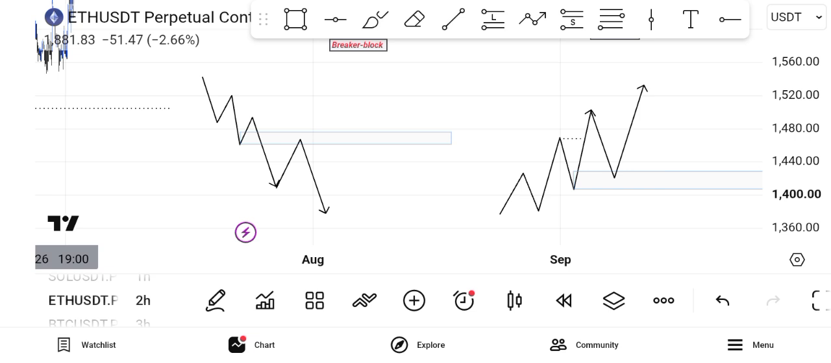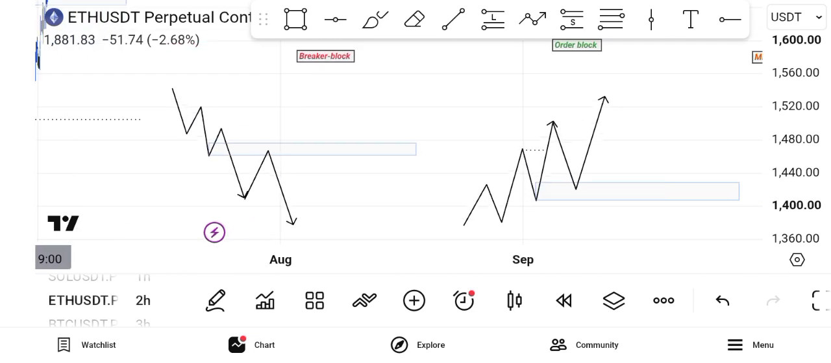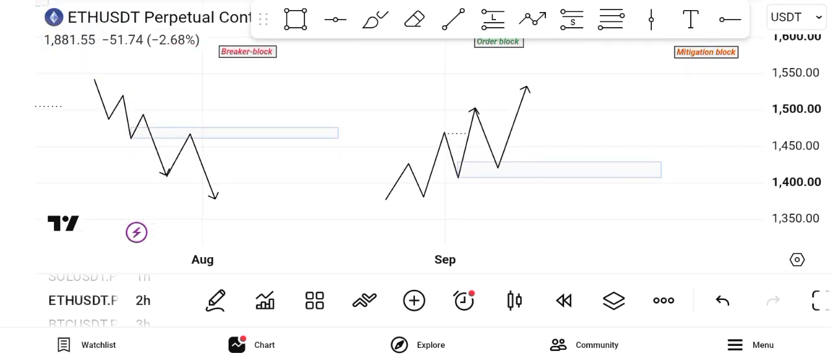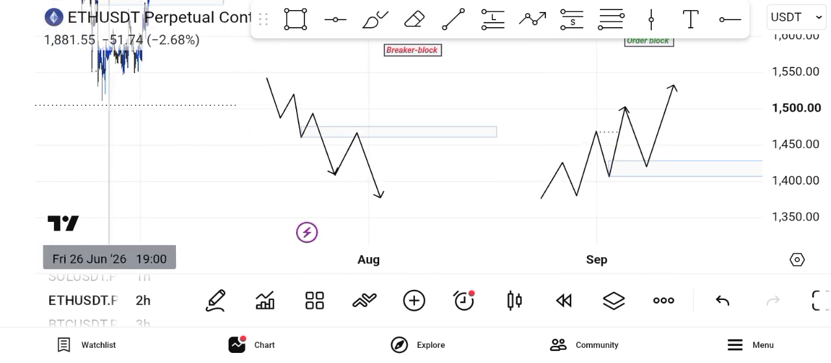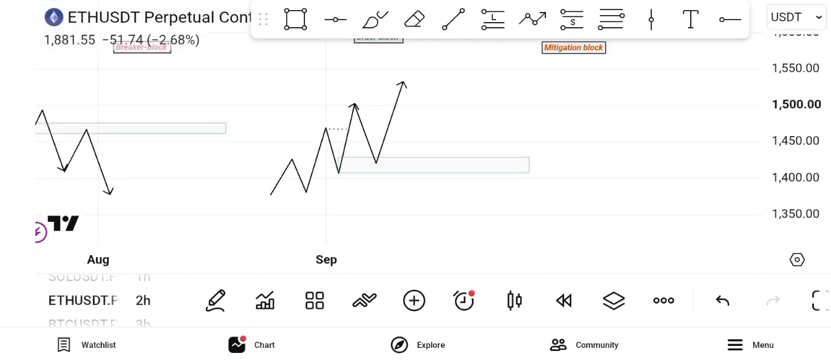Now there are ways to check for high probability breaker blocks or other blocks, which I'm going to talk about, but this is basically how to mark it out. I'm still going to show you on the real chart.